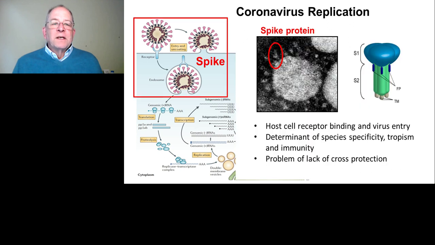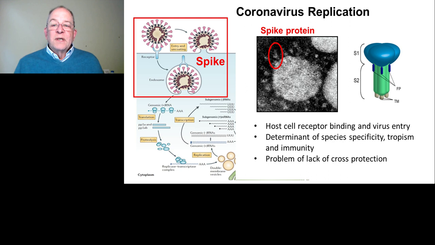All right. So I'm not going to spend a lot of time here, but there are targets. Of course, the spike glycoprotein, which gives the coronavirus its name from the crown of spikes on its surface, is a key target. It is the one responsible for host receptor binding and entry, and determines the species specificity, tropism, and immunity. It is also the area where you have issues with lack of cross protection, because you have variability between the spike, its receptors, and its proteins on the surface, its epitopes, the regions that bind to the host receptor.